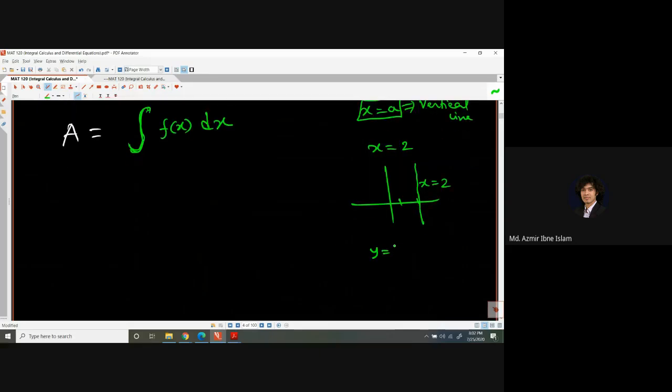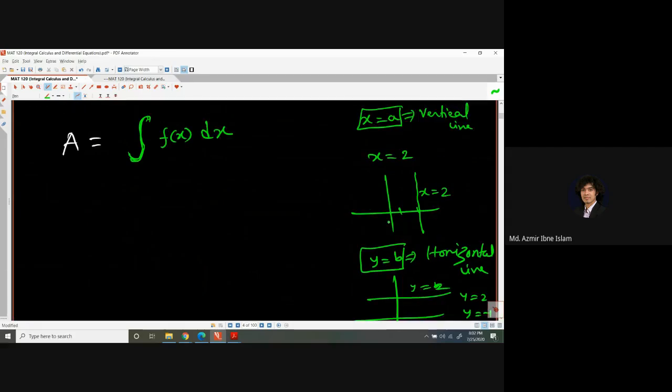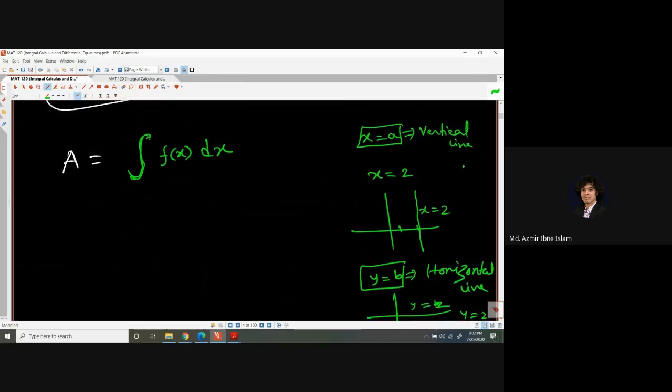If I say y equal to b, then this is giving us the horizontal line. Suppose we are going to draw y equal to 2, then it is here. If we need to draw y equal to -1, so here we have y equal to -1. So finally we can say that x equal to a are the vertical lines and y equal to b are the horizontal lines.